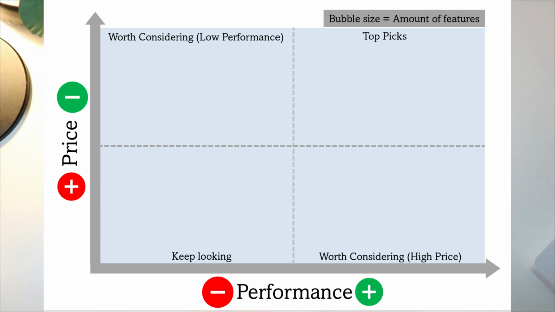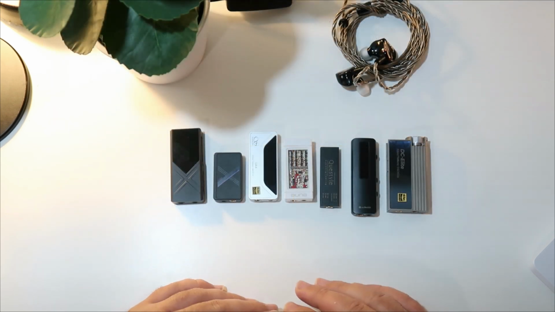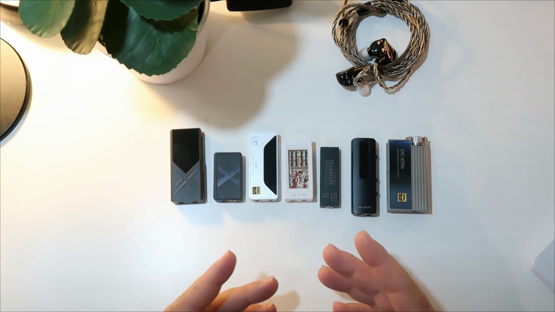The entire graph is divided into 4 sections. The top right, which features top pick devices, the bottom right, which showcases devices worth considering based on a higher price tag, the bottom left, which is the keep looking section, and the top left, which highlights devices worth considering based on some key features that they may have. Based on the results from the analysis, let's plot all the data on the graph and start the discussion.